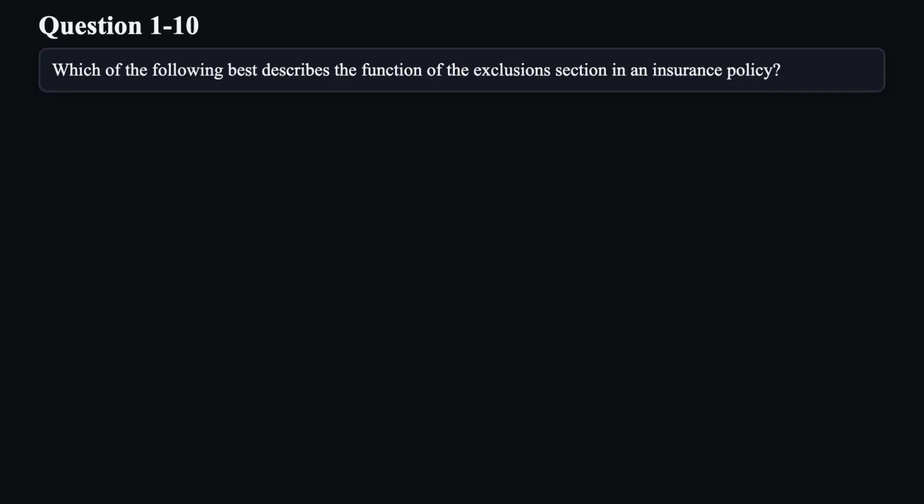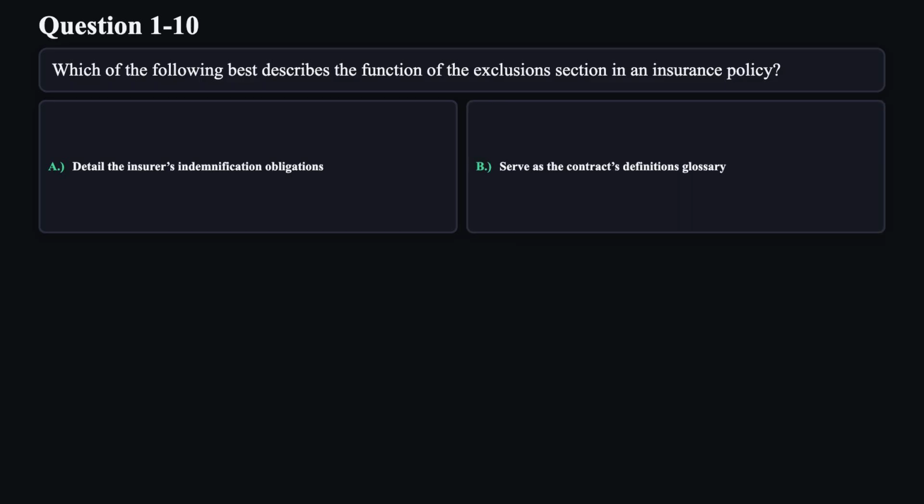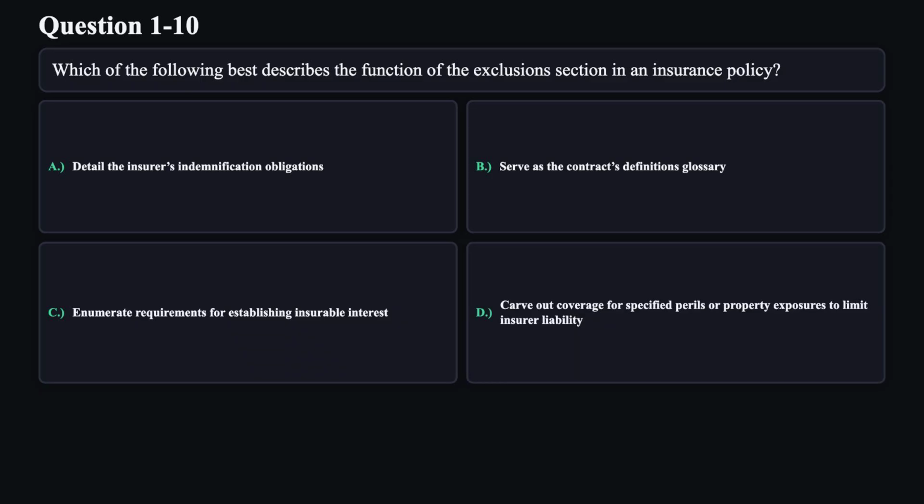Question 10. Which of the following best describes the function of the exclusion section in an insurance policy? A. Detail the insurer's indemnification obligations. B. Serve as the contract's definitions glossary. C. Enumerate requirements for establishing insurable interest. D. Carve out coverage for specified perils or property exposures to limit insurer liability.